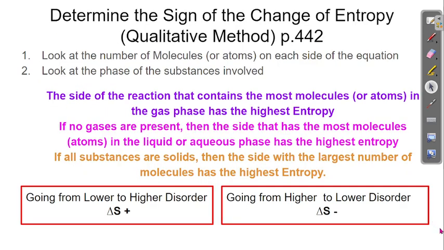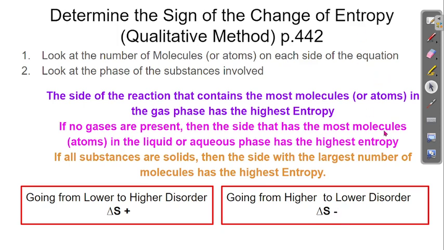Now, the first thing we're going to have to be able to do for this section of the module is to identify the sign for entropy. Is it positive or is it negative? Going from a lower to higher disorder is going to have a positive value. So we say that the change in entropy for that system is positive. So if you go from lower, so more organized, to more chaos, positive entropy. Going from a higher disorder to a lower disorder, we say that it's losing chaos, so the entropy is negative.